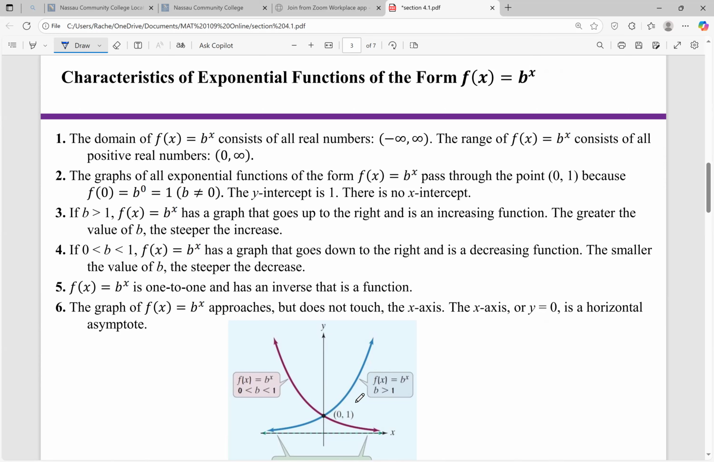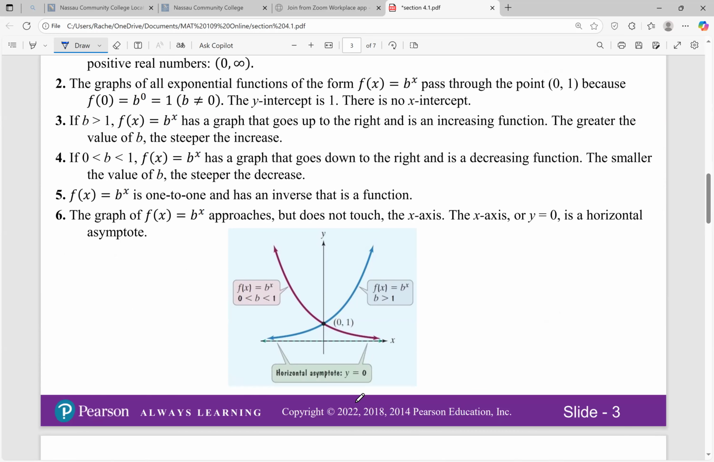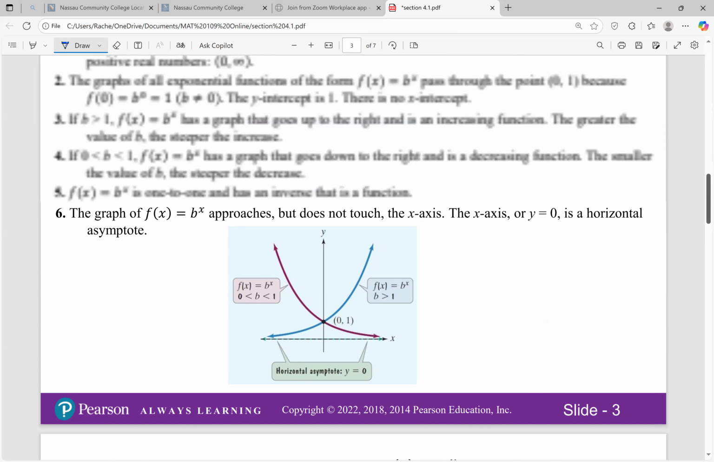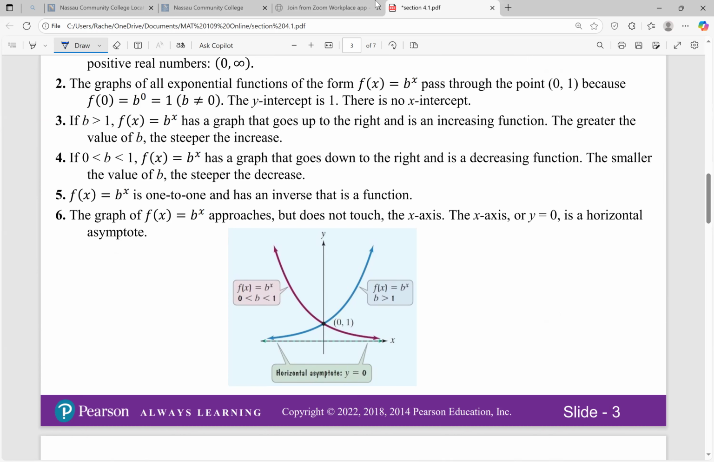Now, an exponential function can be decreasing. If b, the base, is between 0 and 1, so if it were a fraction, then the graph would be decreasing from left to right. So the smaller the value of b, the steeper the decrease. And we said that the graph of b to the x approaches but does not touch the x-axis. So let's go back to the calculator for a minute.